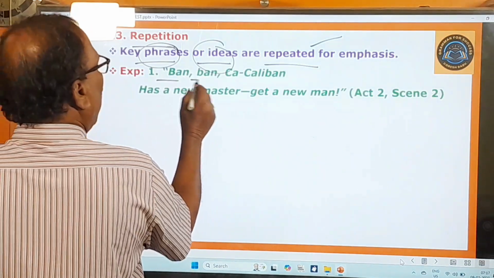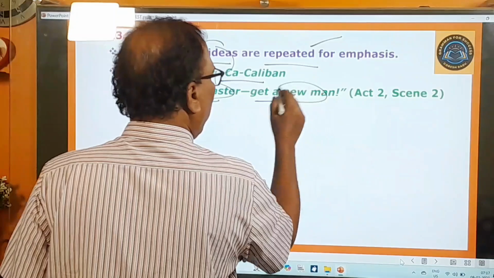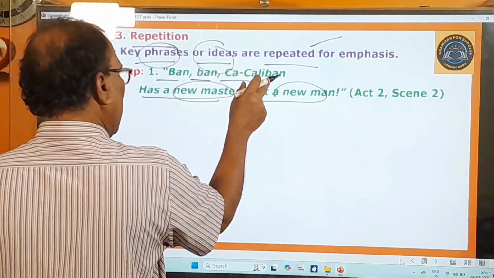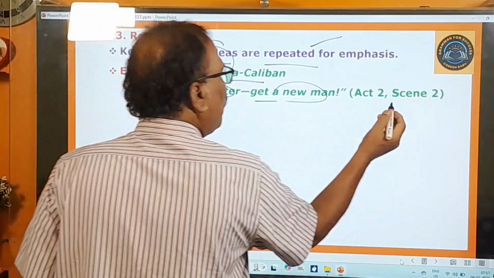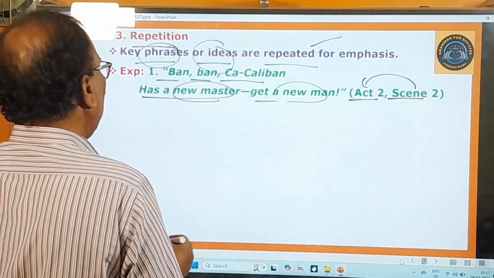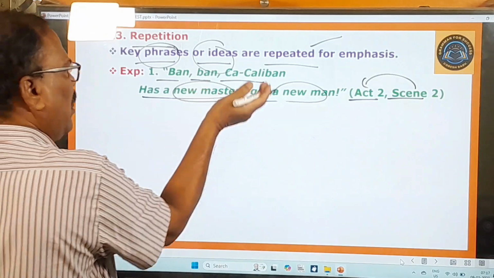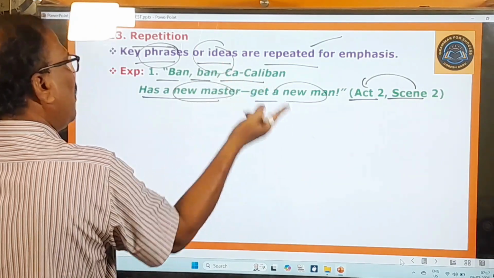See, ban Caliban has a new master, get a new man. This song can be found in the scene 2 of act 2. Okay, and now, naturally you can easily understand that these are the words spoken by Caliban himself in that song.